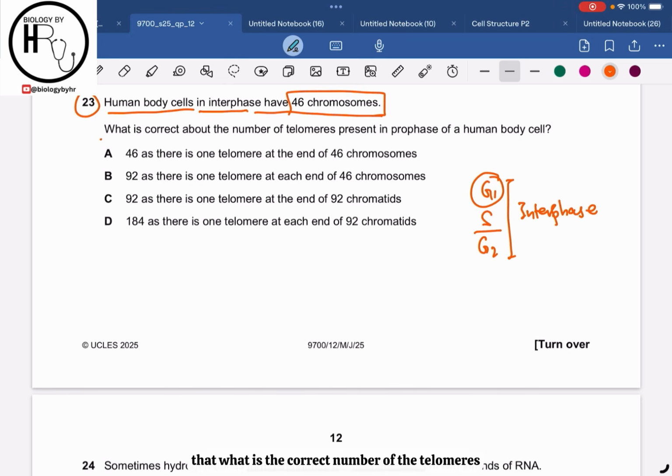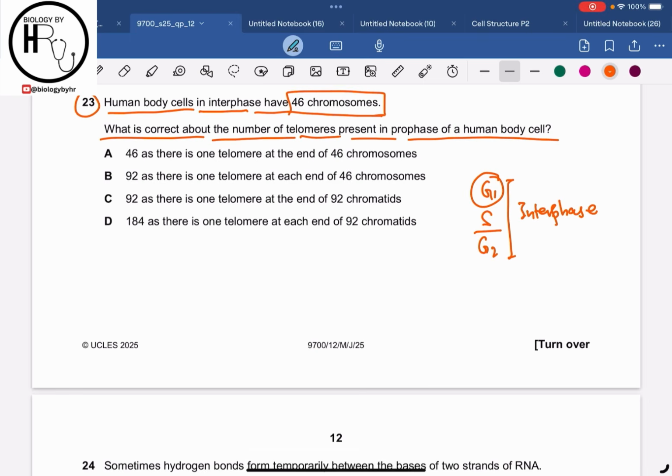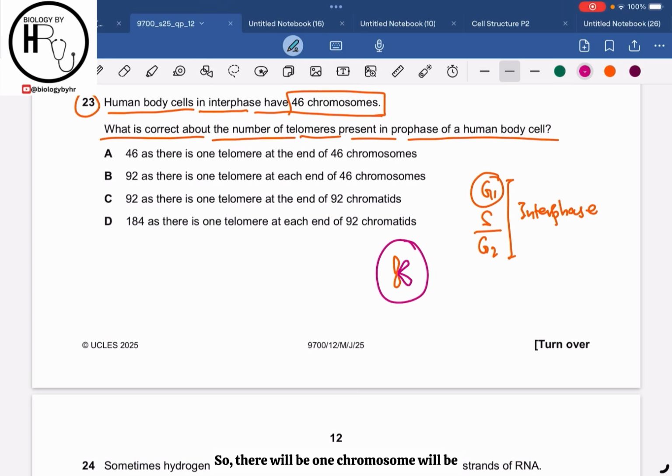Then it asks what is the correct number of telomeres present in the prophase of a human body cell? Now in the prophase, basically what will happen is that the chromosomes will be duplicated, right? Now there will be 46 chromosomes, but they will consist of the sister chromatids as well. So one chromosome will consist of two sister chromatids, right?